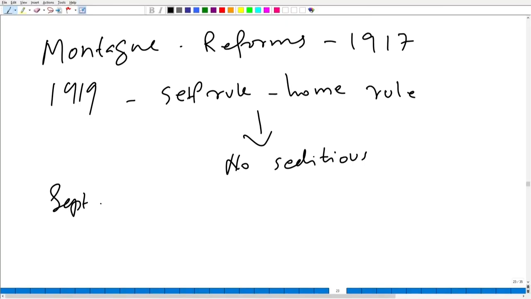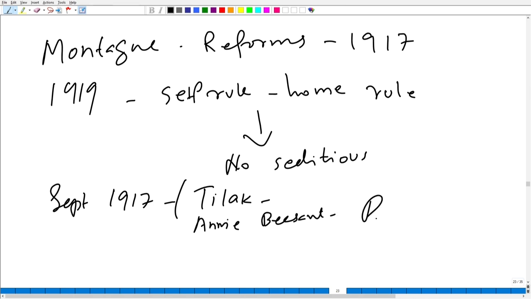In September 1917, Annie Besant was released from jail. At the instance of Lokamanya Balagangadhara Tilak, Annie Besant became the President of the Indian National Congress. Annie Besant was the first woman to become the President of the Indian National Congress.